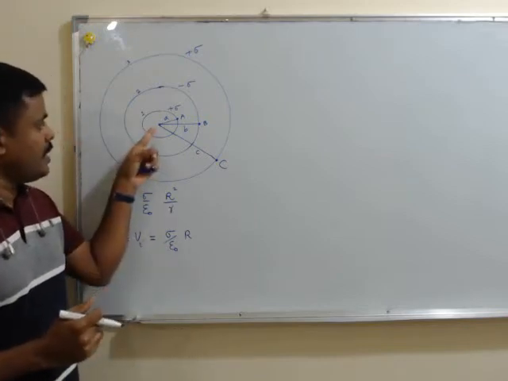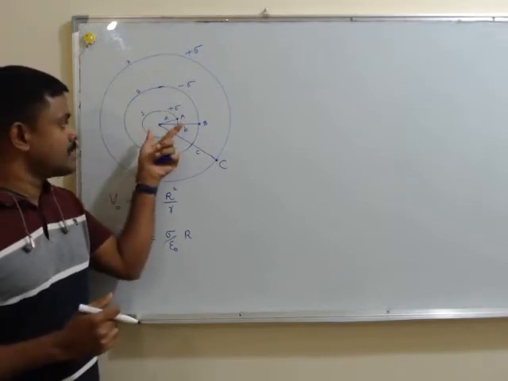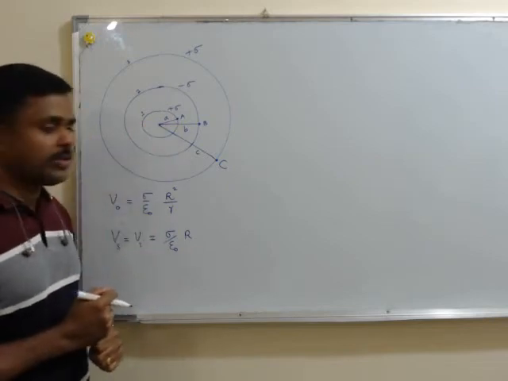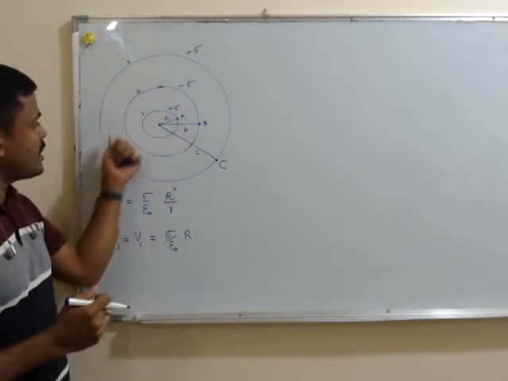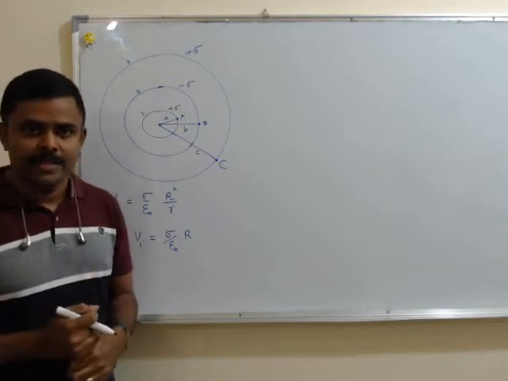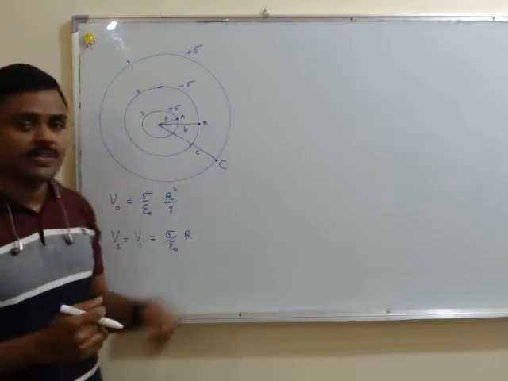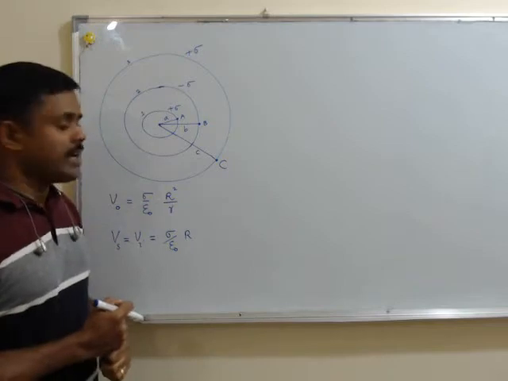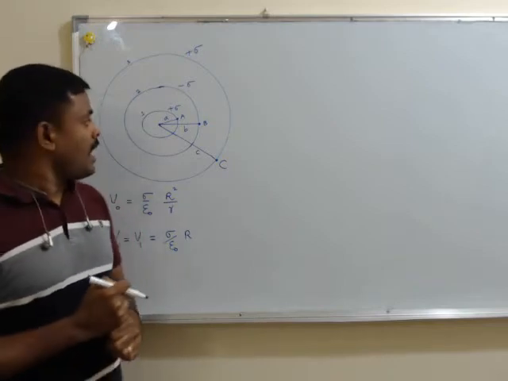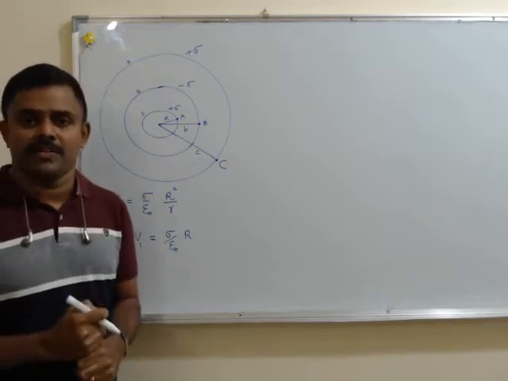And then I have the radii. Small letter a is the radius of the innermost sphere. The intermediate sphere has a radius of small letter b. And the outermost sphere has a radius of small letter c. The question is to find out the potentials on the surface of each of these spheres.